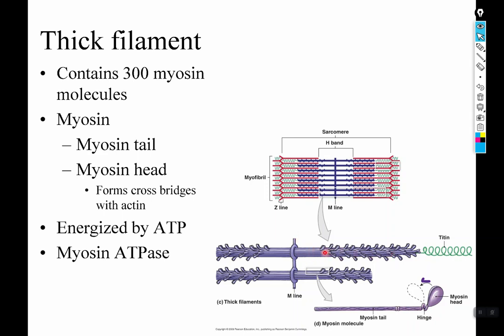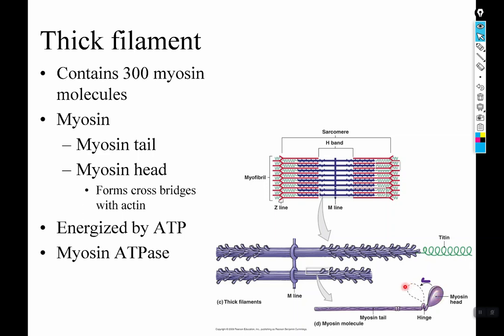And then there's a myosin head, which is the portion that actually grabs the thin filament, and it's also an ATPase, meaning that it cleaves ATP to gain energy to use in muscle contraction. So again, muscle contraction is very expensive energetically. It requires a lot of ATP, and this is the reason why it requires a lot of ATP.